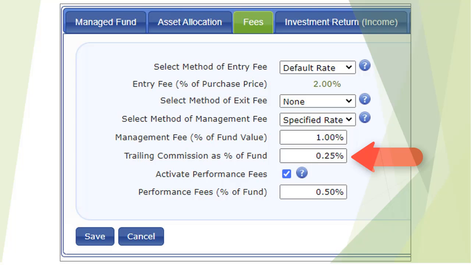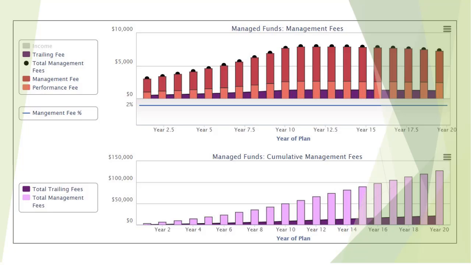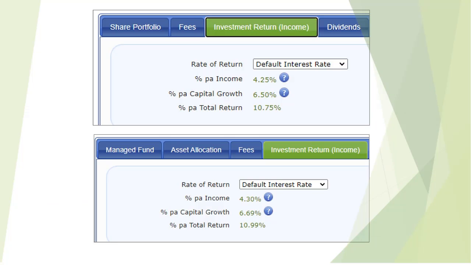This value is included in the total management fee, but is displayed in the graph when included. We are unlikely to see trailing commissions in the future due to government regulation. There are two sets of graphs displayed for your managed fund fees. The following are the default investment returns for shares and managed funds.